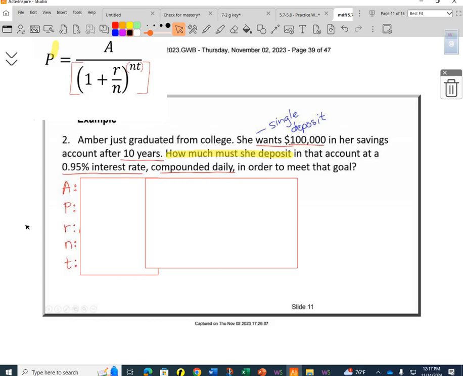Jada, what'd you get for A? Perfect. What did you get for P, Jakaya? That's right. That's our question mark, right? What did you get for the R, Daniel? Perfect. Now that one's tricky, remember, because a lot of kids get confused because there's a decimal in the percent, so they think that's already the decimal. We use our rate as the percent as a decimal, so don't forget that has to be divided by 100. That's 0.0095.